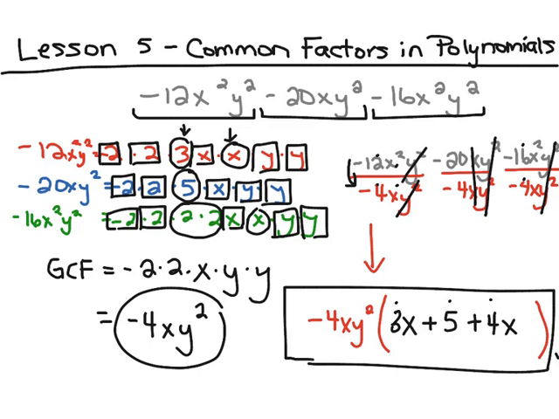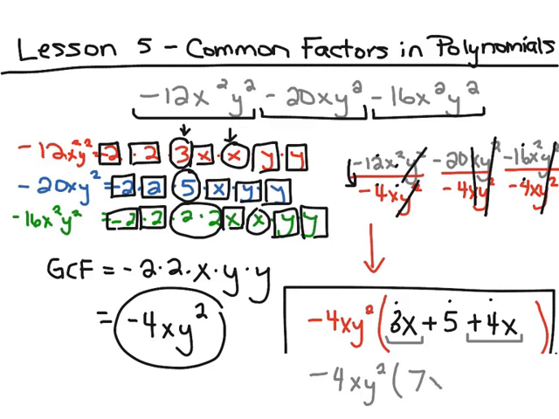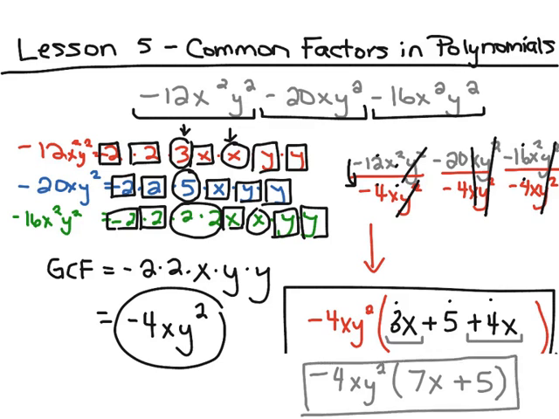So really all it's doing is you're taking out a term to make everything smaller. And the last thing we can do, because we have common terms in here, is collect like terms. So we have a 4x and a 3x. So this can be written as negative 4xy squared, bracket, 4 plus 3 is 7x plus 5. So this is your final polynomial once it's simplified.